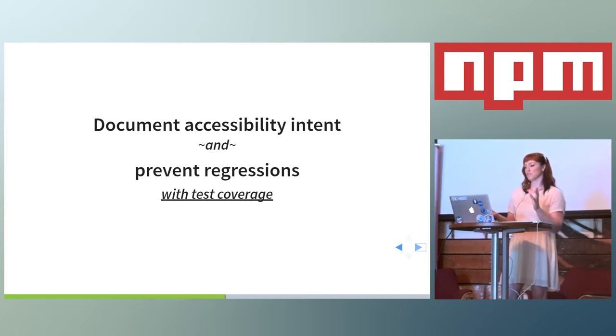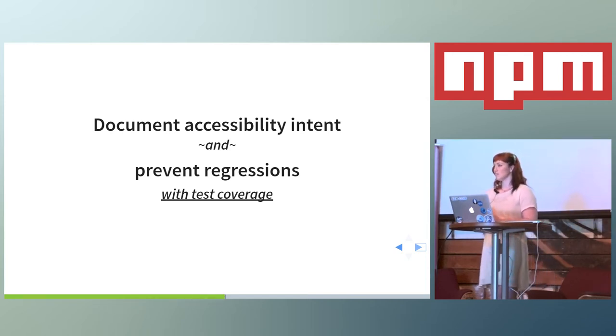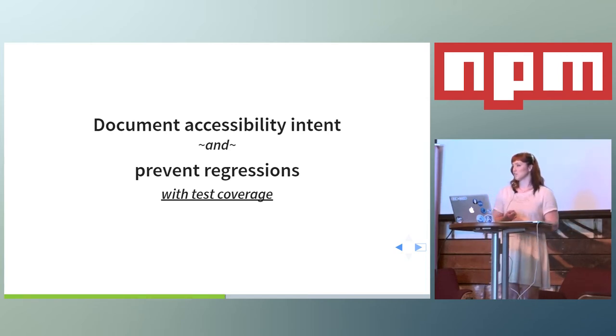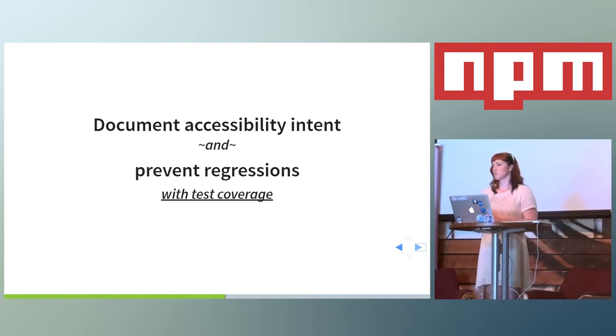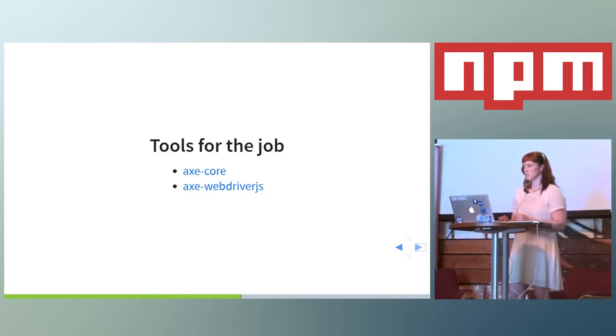If you put it in part of your development workflow, it becomes more people's responsibility and you can really see changes over time. So you could document the accessibility intent, as I mentioned, making sure that it's clear that something is supposed to work a certain way in your tests, and you can prevent regressions by having tests written, and then if they break, you know. Some tools for the job that would help you do this are aXe Core, as I mentioned, and then aXe WebDriver.js. And so I'm going to do demos of both of these tools, show you what they are, how you can use them.